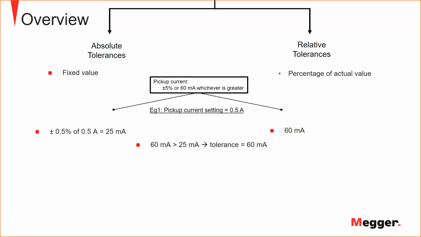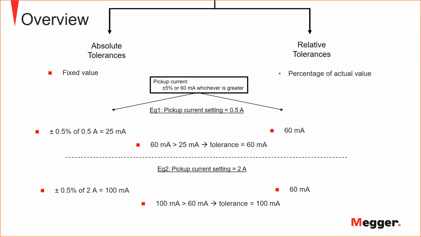Another example, just to show you the difference between the percentage, or relative, and the absolute: say I have a different stage at 2 amperes. Now at 2 amps, when I calculate my relative tolerance, which is 5% of my setting, 5% of 2 amps is actually 100 milliamps. Now, 100 milliamps is greater than the absolute value, 60 milliamps, and thus the tolerance for me is not 60, it is 100 milliamps. So when I test this relay and any error shows more than 100 milliamps, I'll consider it as a fail. I'll always take the greater value.